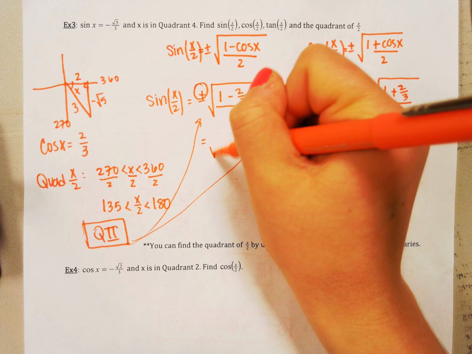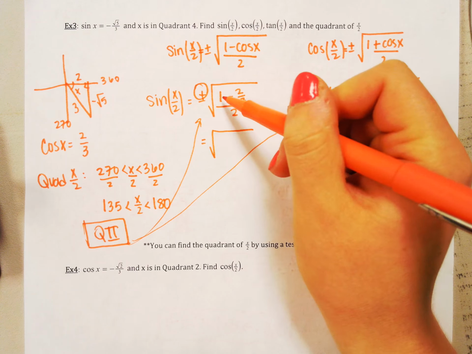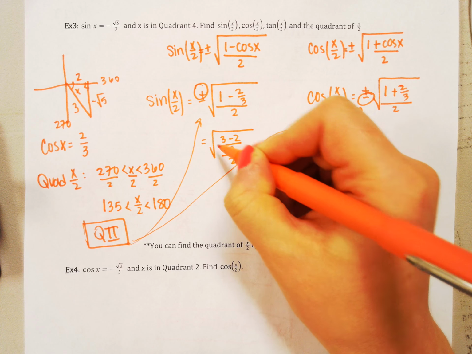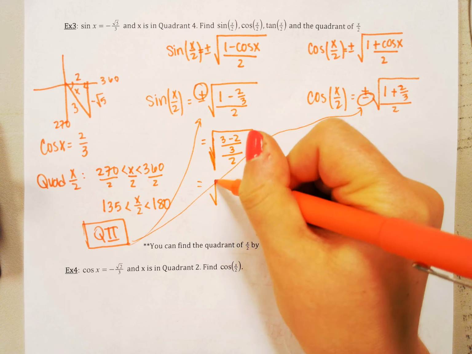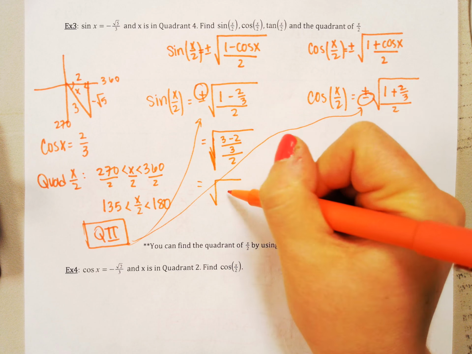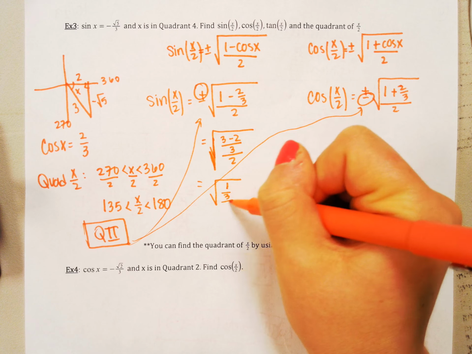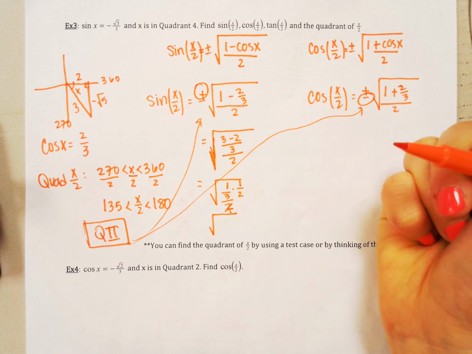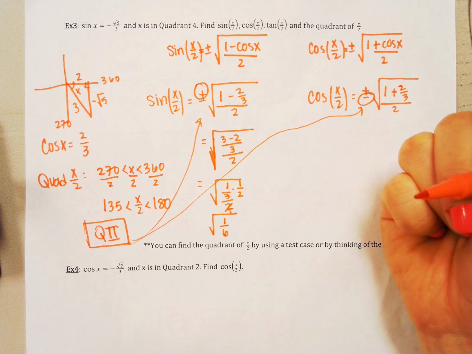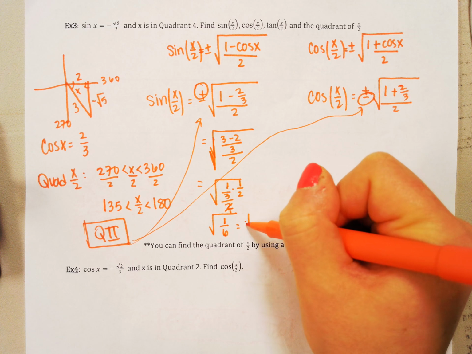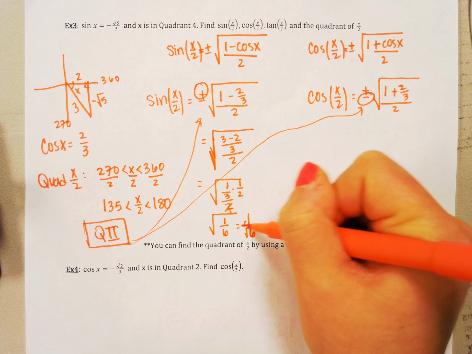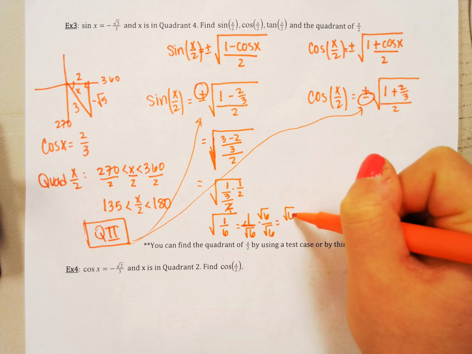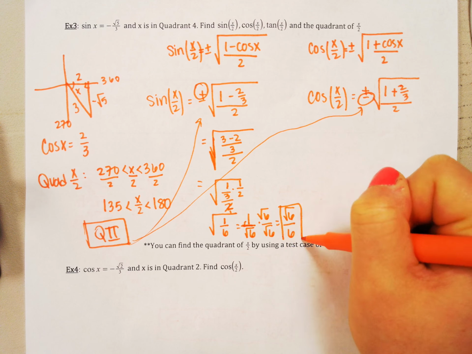So let's simplify. On the top, I'll have (3 minus 2 over 3) all over 2. So 3 minus 2 is 1, 1 over 3 all over 2. When you multiply by the reciprocal, so that's 2 over 1, you get 1/6, which is 1 over root 6. And then I could rationalize that, multiply by root 6 over root 6, and get root 6 over 6. So that's my sine value of x over 2.